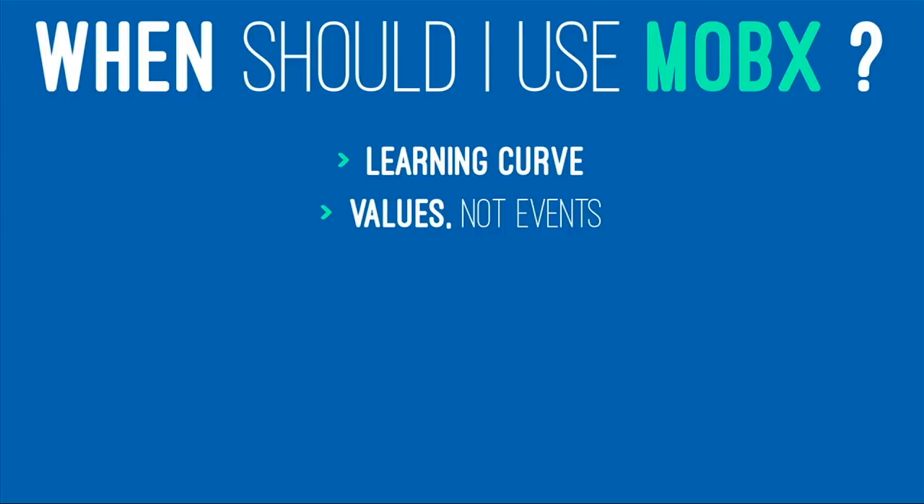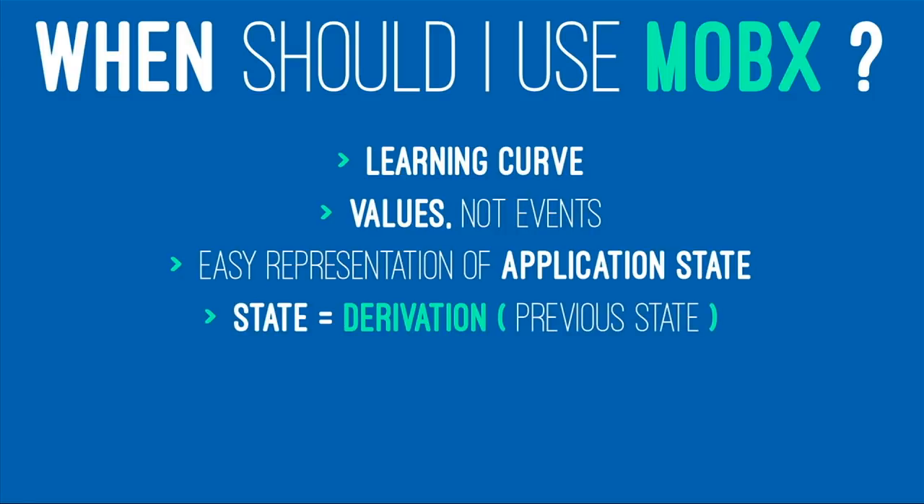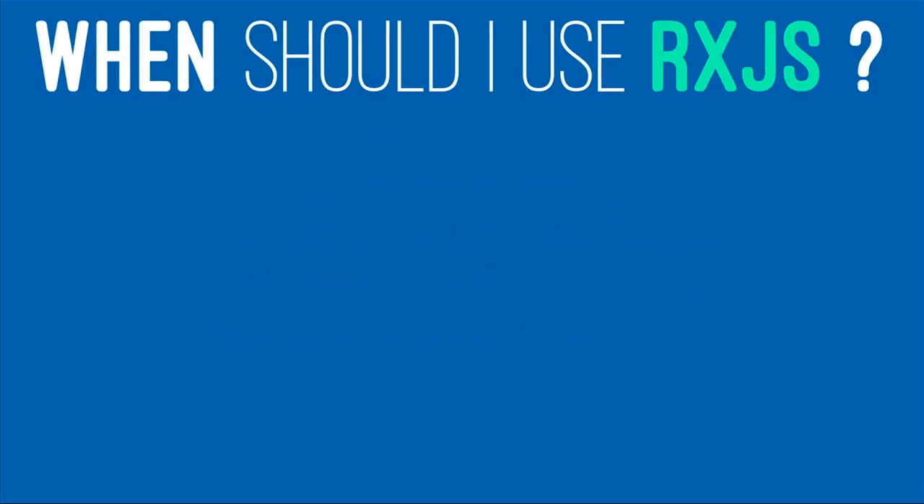Values, not events. Again, I want to stress that MobX is a state management system, so your state is represented by values. This is a representation of the application state. We already said that. And last but not least, if this applies to your code and your application, then probably MobX is going to be your next friend. If your state is just a derivation of the previous state, and bear in mind that I said previous state, not the history of your previous status, if this is true, have a look at MobX, it could help you out really well.